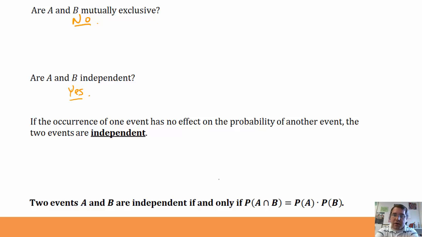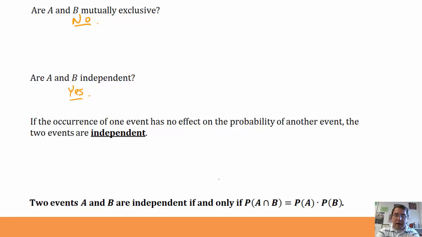If the occurrence of one event has no effect on the probability of another event, the two events are independent. So if one of them happening does not affect the probability of the other one happening, then they are said to be independent. Which makes sense here. Getting a head on the first toss does not affect the probability of getting a head on the second toss. Getting a head on the second toss is still a probability of 50%, a probability of 1/2, no matter what I got on the first toss. So these two things are independent.